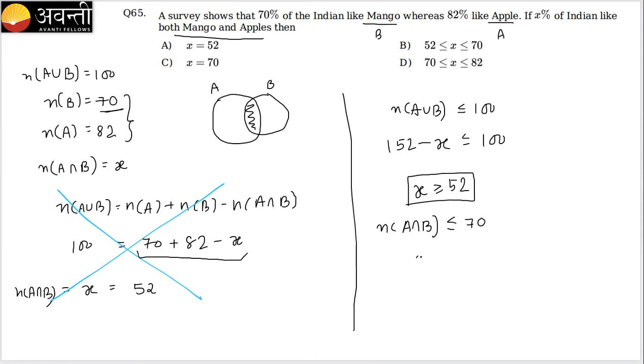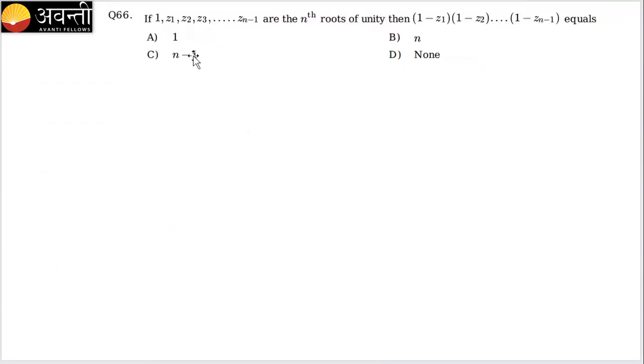What is N of A intersection B? It is x less than or equal to 70. That means x lies in the range of 52 to 70. So this is my answer, option B. Avoid the other one, as we have already cancelled it because it is in terms of percentage. Okay, so let's move to the next question.